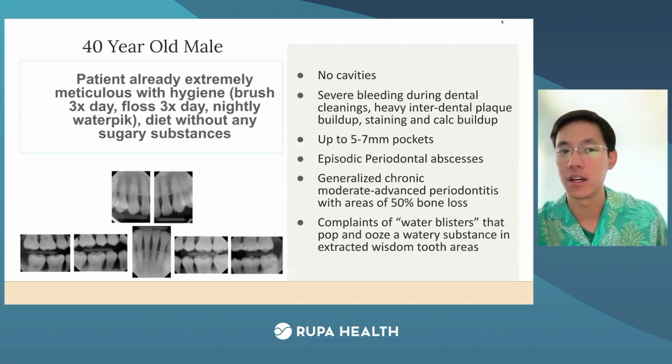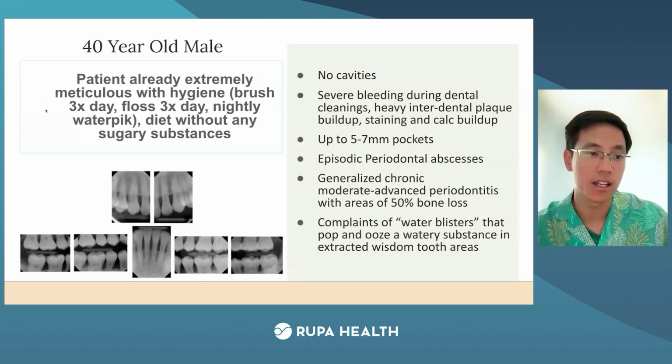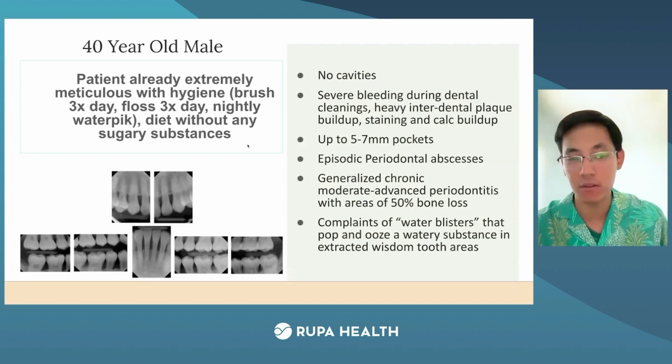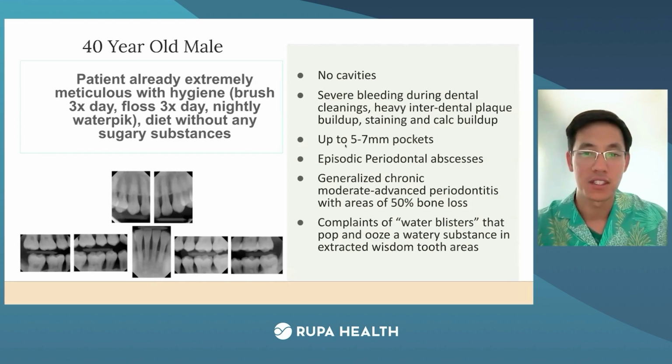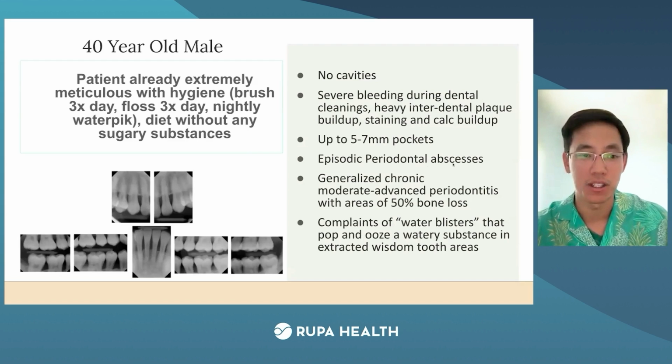He went to his dentist and was referred to a periodontist. He had some pockets and was still unable to get it under control, and constantly had this issue despite having this type of hygiene routine where he was brushing 3 times a day, flossing 3 times a day, using a water pick every day. He even kept a food diary, and he basically never ate sugar, and still had this type of problem where he was having these pockets that were bleeding, watery blisters.